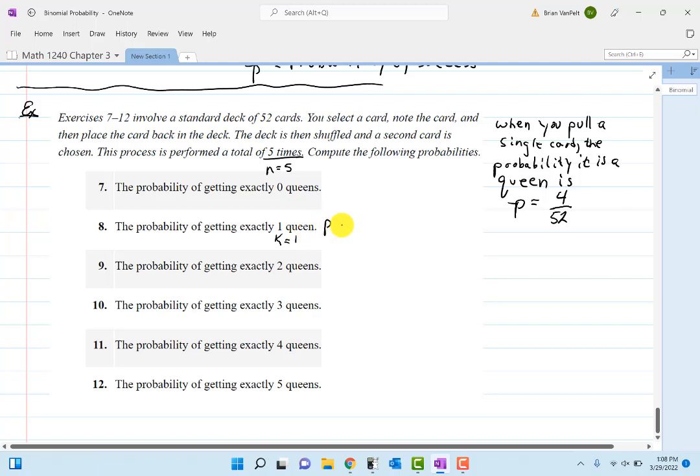So our capital P, I'll use capital P for probability. 5 trials, 1 success. Success is 4 out of 52. And I raise that to the 1, and then I do 1 minus 4 out of 52. And I raise that to the 4. You've probably, hopefully you noticed that this exponent plus this exponent always equals n. So I get this number. Let me go ahead and let my calculator do it.